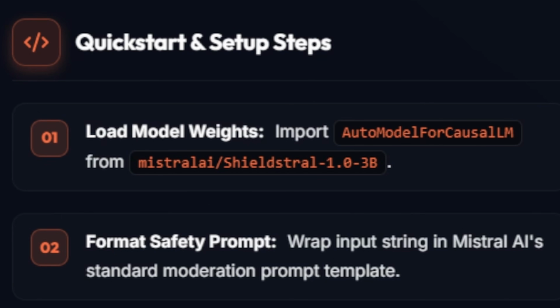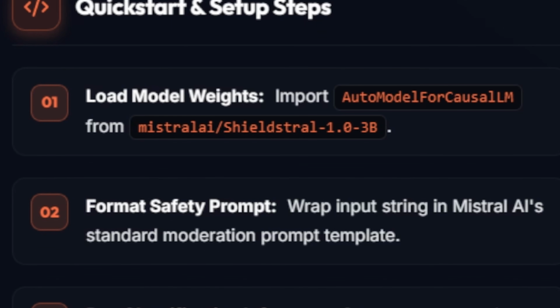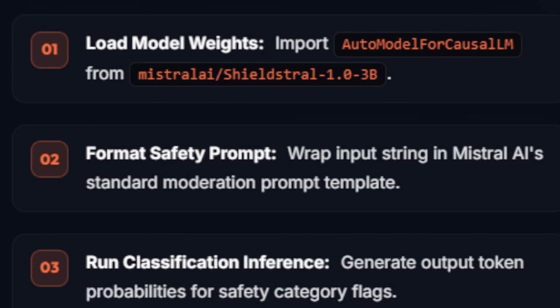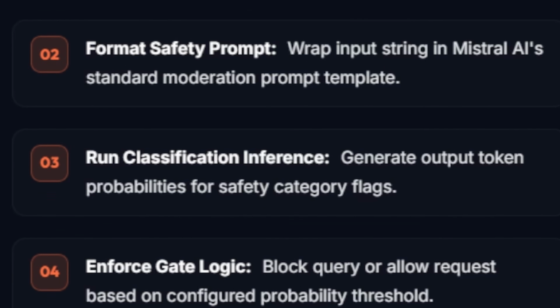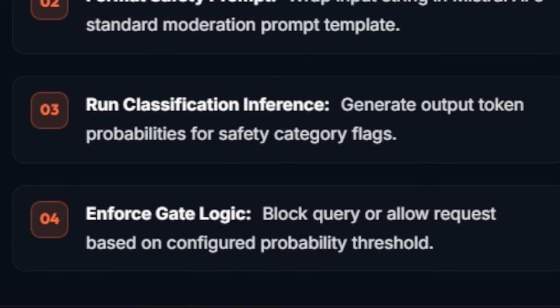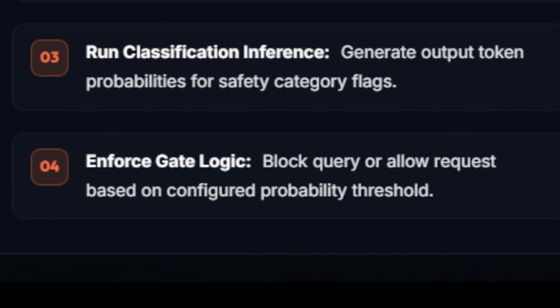To set up this model on your own system, start by loading the tool like any other normal AI and wrap your text in the special safety format. Next, run the safety checks of the model to see all the scores that are generated. And finally, use those scores to block or allow the text generated by the AI.